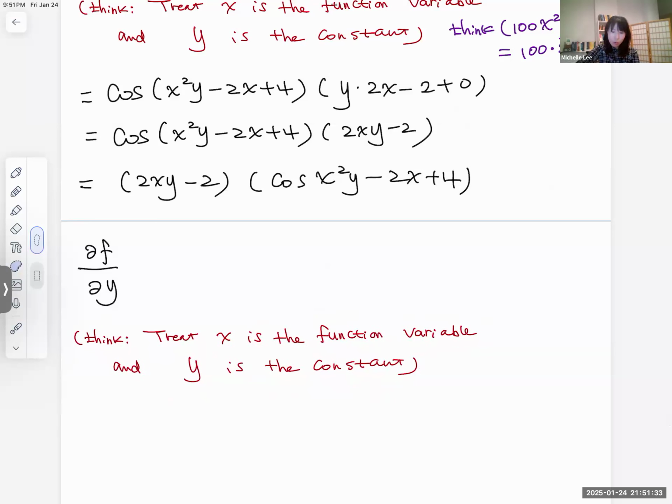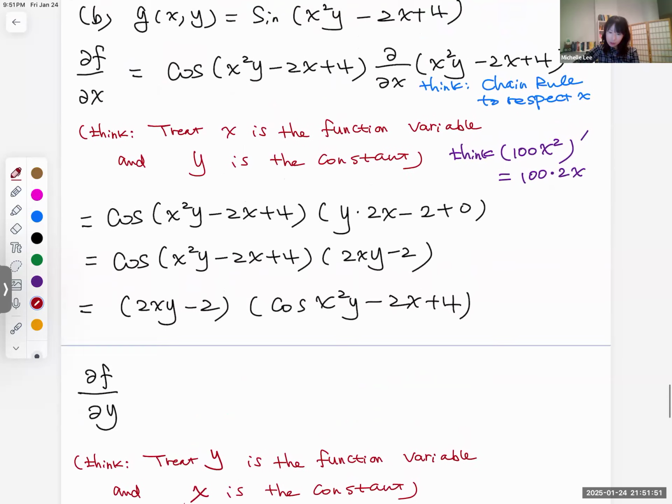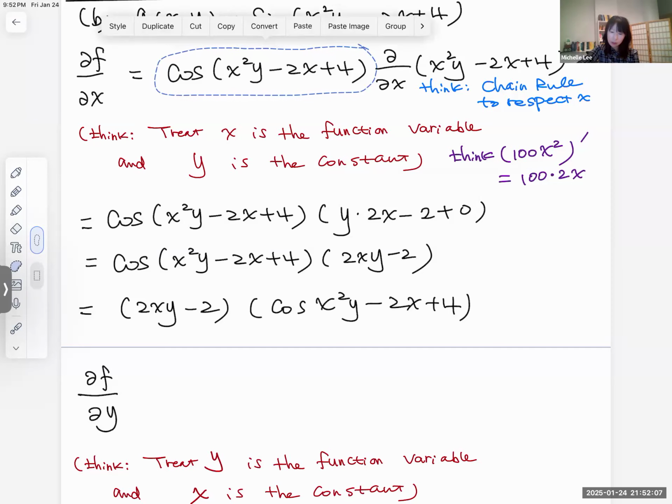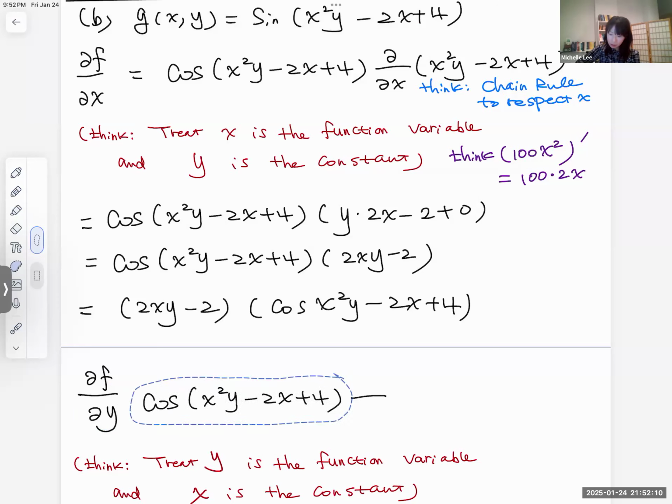Think this time, think y. Treat y as the function variable and treat x as the constant, right? Okay, so let's take a look. We need to write down this one, right? Same as before. The derivative of a sine is cosine, and then we want to use the chain rule, right?